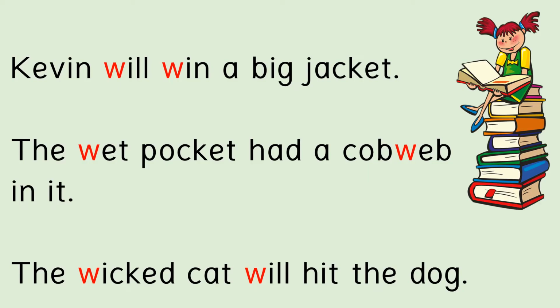Okay, so the sentences that we'll finish off the session with, you can see that v in there. We've got j in jacket, one of the trickier ones from when we did that, so we're still practicing that. I've tried to get a few w's in the sentences as they go along. So we've got Kevin will win a big jacket. The wet pocket had a cobweb in it. Not sure what I was thinking then, but it's getting them to practice the sounds.